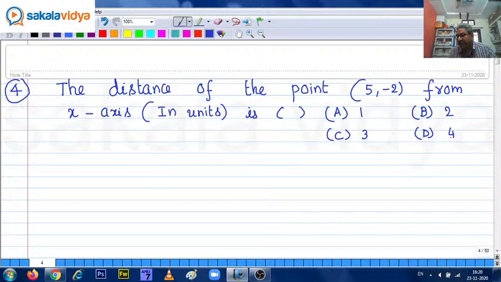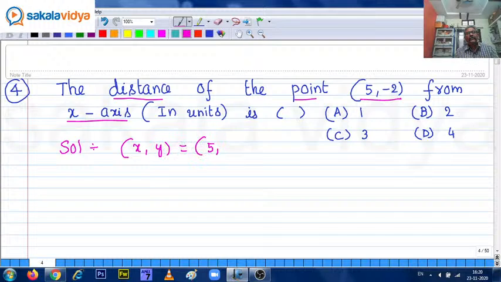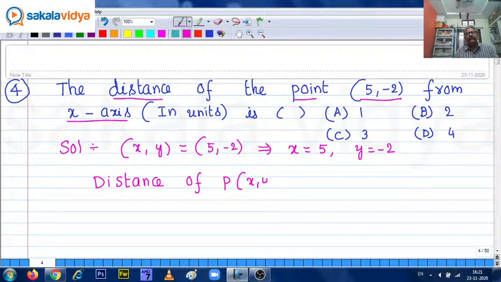So once again I repeat the formula. After that just substitute. So first let us start the solution like this. So the distance of the point 5, minus 2 from x-axis. First let us say given point as x, y equal to 5, minus 2. So if you compare, you get x is equal to 5 and y equals to minus 2. Now let us write the formula. Distance of P x, y from x-axis equal to mod y. What is y? -2. See, here the mod plays vital role. So modulus of -2. What do you get?